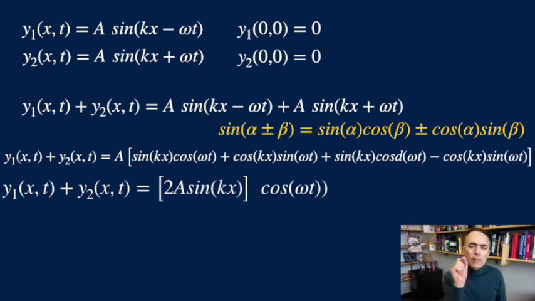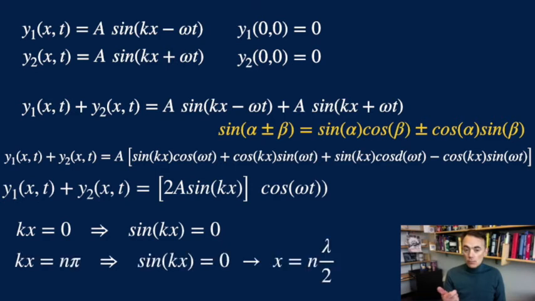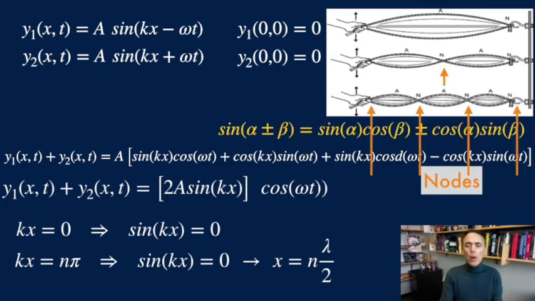But if you look at the sine term, we know that the sine is 0 for x values of 0, lambda over 2, lambda, 3 lambda over 2, and so on. So for those positions the amplitude is zero, no matter the moment in time. There the wave will always be zero. These are the nodes of the wave.